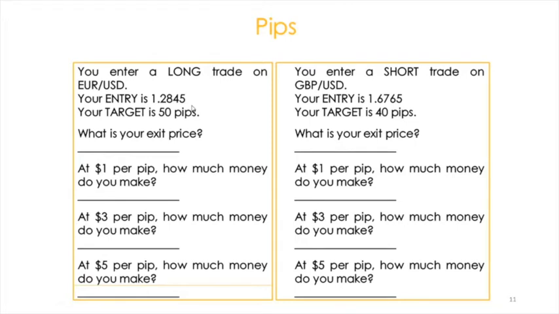Read the question. You enter a long trade on Euro USD. Your entry is 1.2845. Your target is 50 pips. What is your exit price? Write it down on the piece of paper. Then, if it is $1 per pip, how much money do you make? If $3 per pip, how much money do you make?